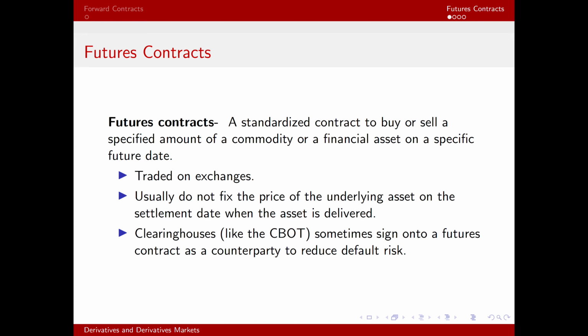To make the default risk smaller with futures contracts, and this is also true with forward contracts, these clearinghouses like the CBOT will sometimes sign on to the futures contract as another counterparty to reduce default risk. And why would they do that? Well, the big reason is so that one, they can get revenue from the profit, and two, so that they can generate trade on the exchanges, because especially in times of recession, not a lot of people want to be dealing in derivatives markets, which hurts the CBOT.